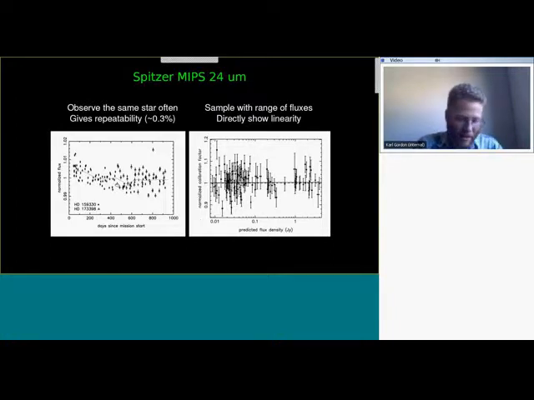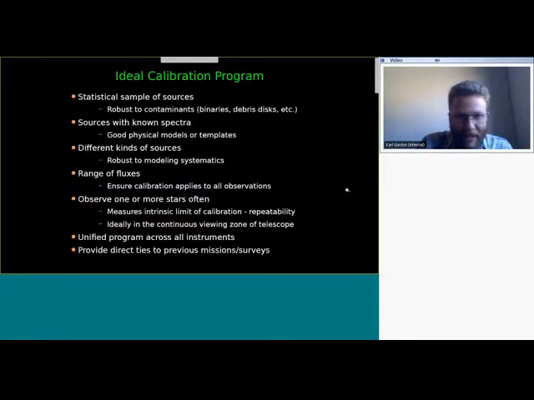You can see that in this plot here on the left. And that's 1% down, 1% up. That's nice and tight. And another thing that Spitzer was careful to do is make sure that we were linear over a broad flux range. This is to show that you actually have linearity, that your flux calibration is the same both at bright fluxes and faint fluxes.